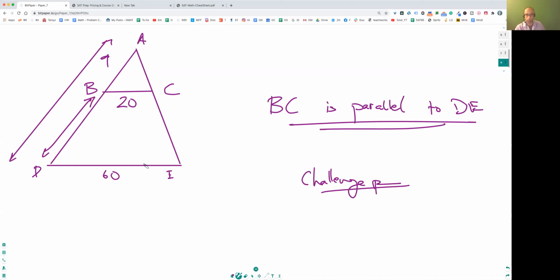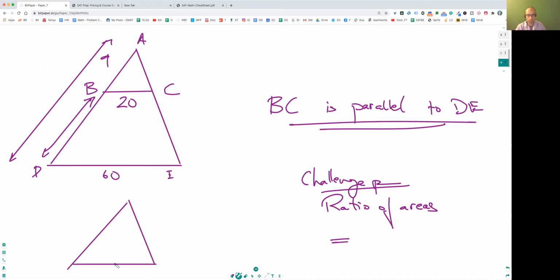Now, if you are able to find out this already, the challenge problem, guys, is to find the ratio of the areas. Ratio of the areas, okay? Right, so remember these two triangles are right over here, like this. This triangle, this is the 60 triangle, right? And this one is a 20 triangle.